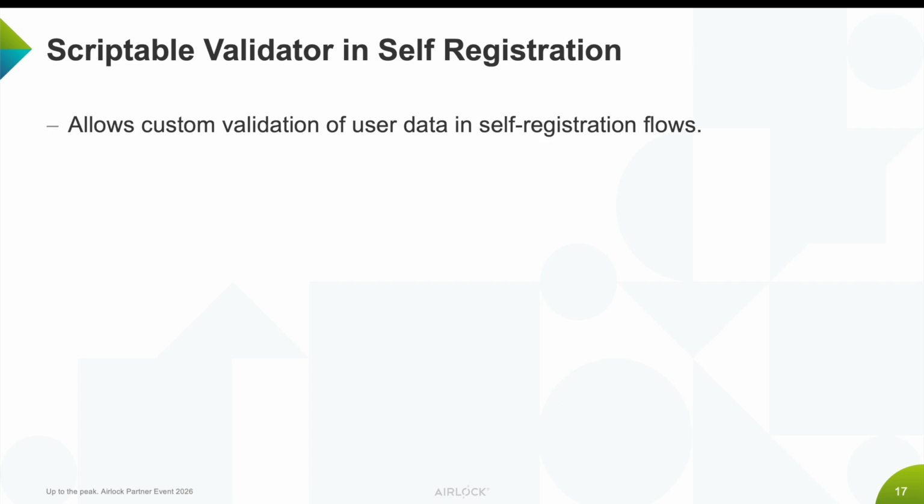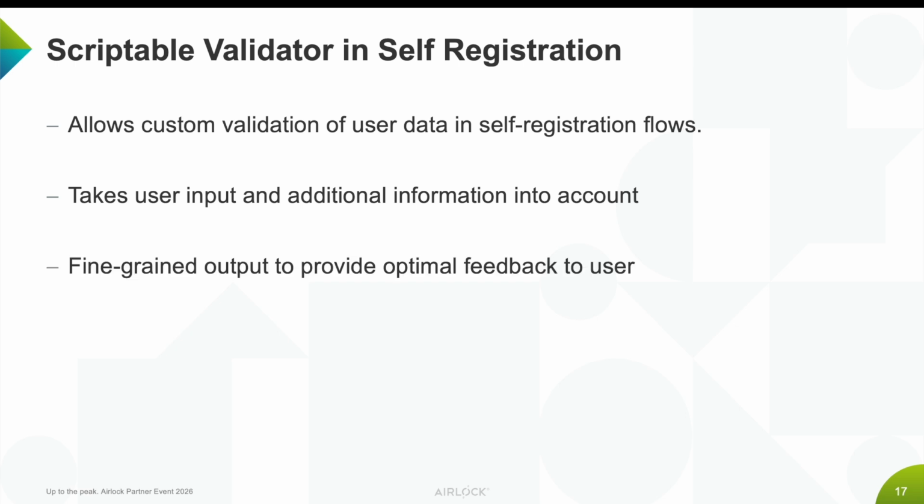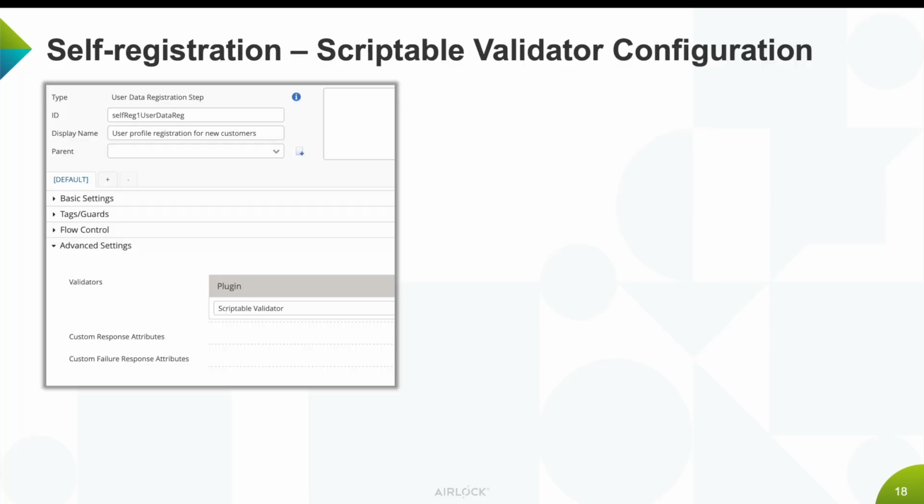The new feature allows custom validation of user data in the self-registration flow. It takes user input and also additional information into account. It allows to provide fine-grained output to provide optimal feedback to the user and thus achieve an optimal user experience. The feature is configured in the plugin user data registration step in the validators list within the advanced settings. The example screenshot shows where to configure the Scriptable Validator plugin.